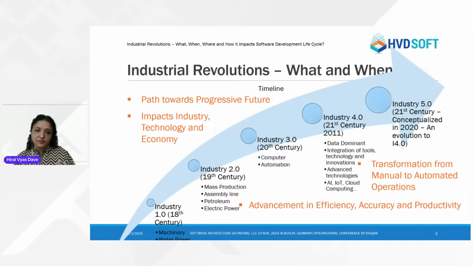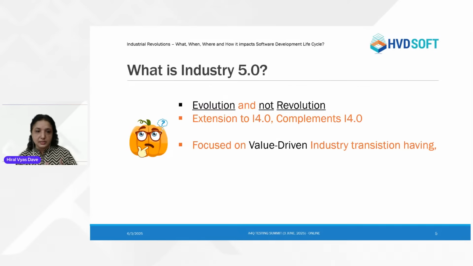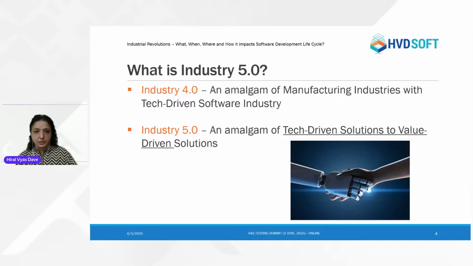So what is Industry 5.0? 4.0 was manufacturing industries with a tech-driven software industry. So it was a kind of bond between the manufacturing industries and the tech. But 5.0 is something which is tech-driven, but more value-driven solutions. They are more value-oriented. Everybody today is talking about value orientation, whether it is project management, software architecture, or the way we are handling software development. Value-driven solutions are very, very important to us.